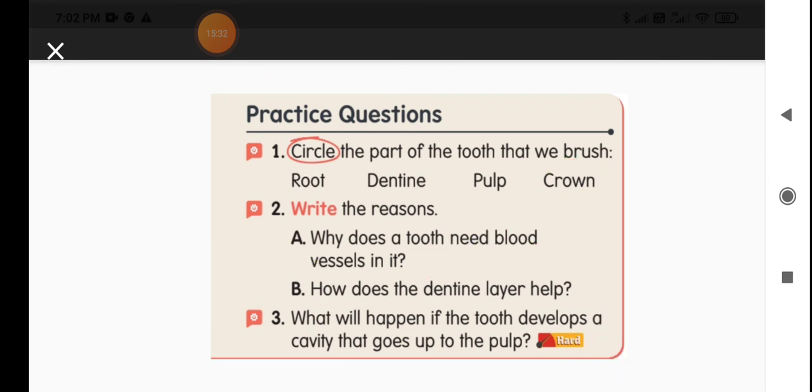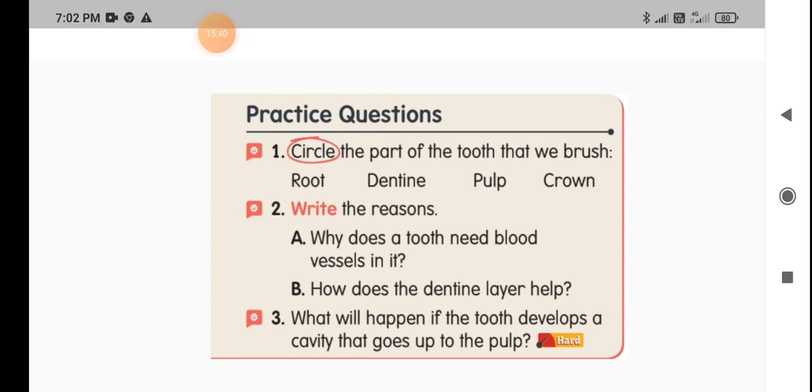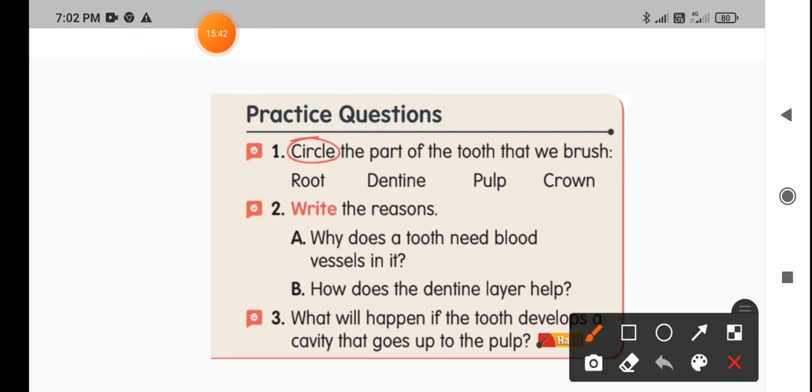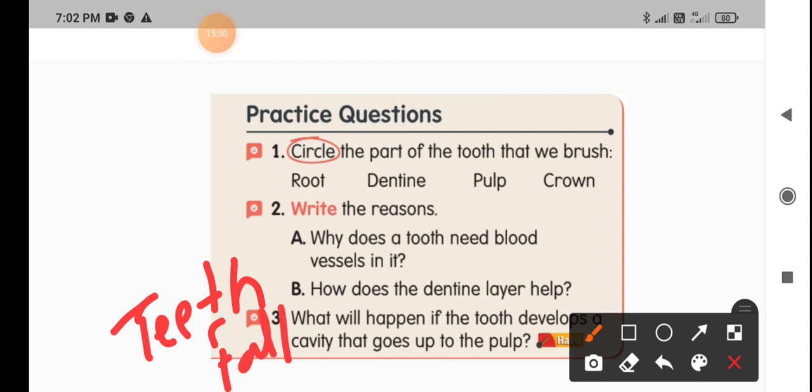What will happen if the tooth develops a cavity that goes up to the pulp? If a cavity occurs in the pulp area, definitely the tooth may fall out. So when the pulp area doesn't get the nutrients, definitely it will become weak and fall out.